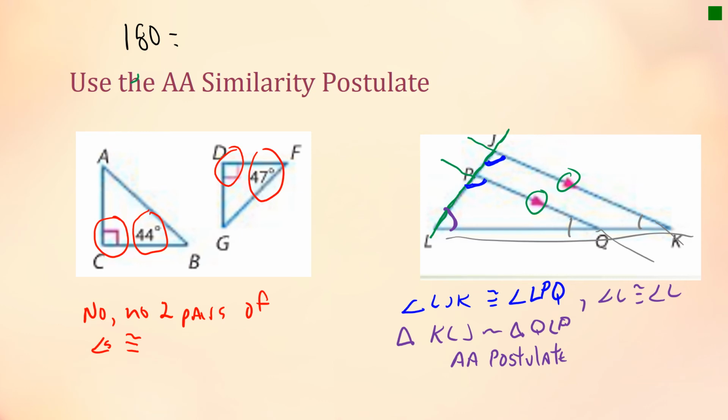Sometimes it's a little bit hard to see. Sometimes it may help if you extend your lines out a little bit. Maybe you can see it more clearly, reflecting back on properties of parallel lines that we've looked at. But needless to say, we can determine whether triangles are similar or not using the angle-angle similarity postulate.